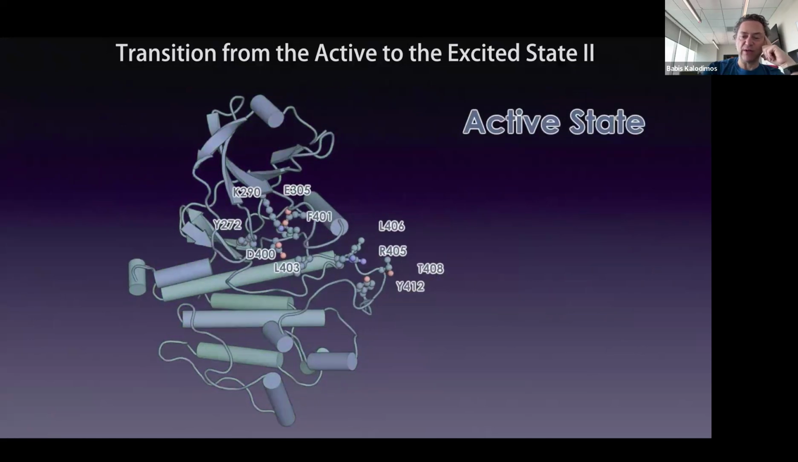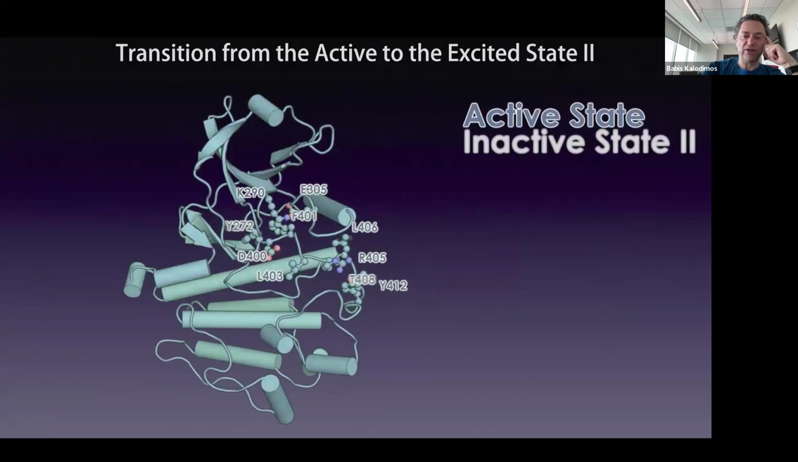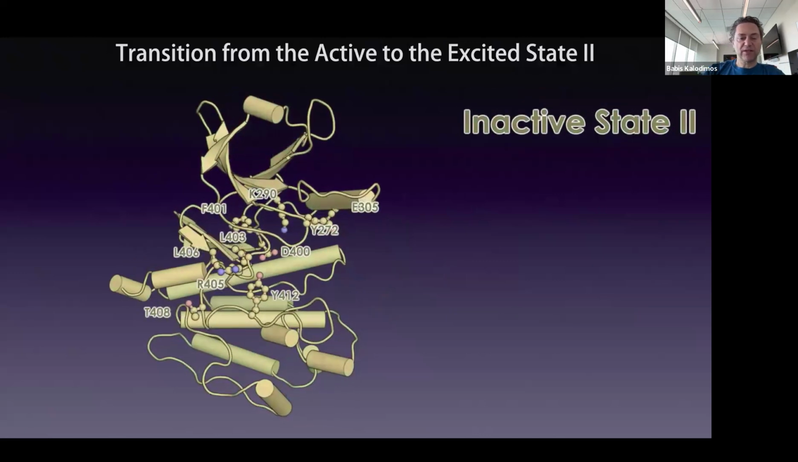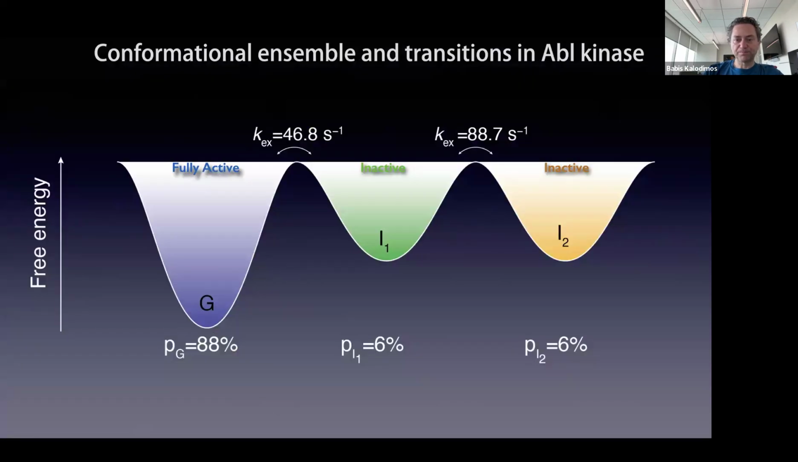The other one, if you look here at tyrosine 412 or 408, this is the activation loop. They move all the way to the other side. So they close up, and as such, that cannot really allow the substrate to bind anymore.